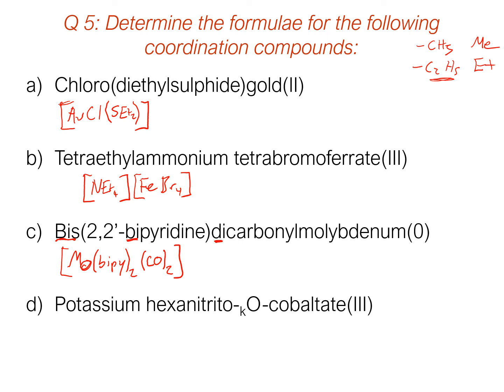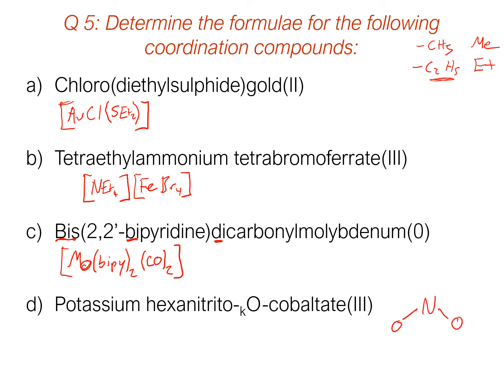Finally, we've got this potassium hexanitritocobaltate. Horrible word. And before we go into this one, I'm going to focus on the ligand, this nitrito one, because it's quite an interesting one. And it's good to know how to write it because it can change. So I'll draw it here. We've got nitrogen with two oxygens.